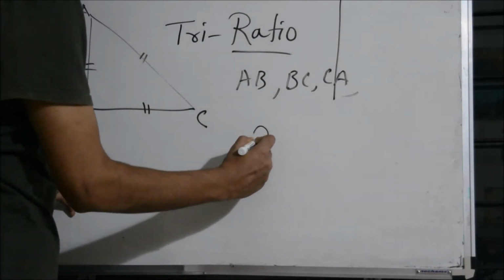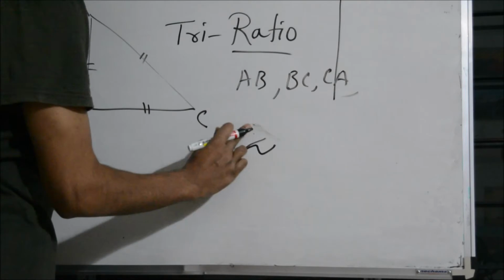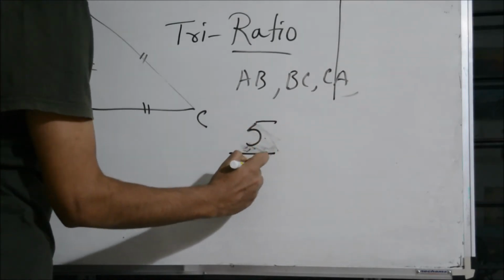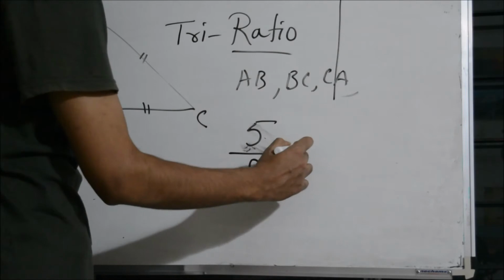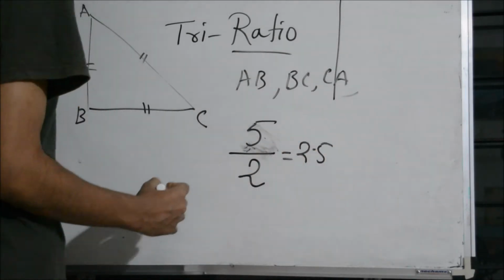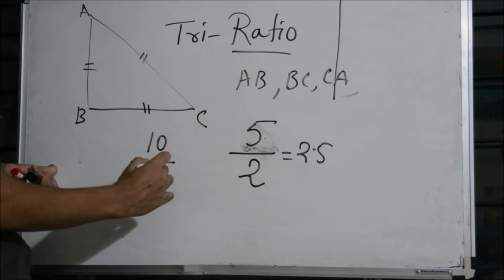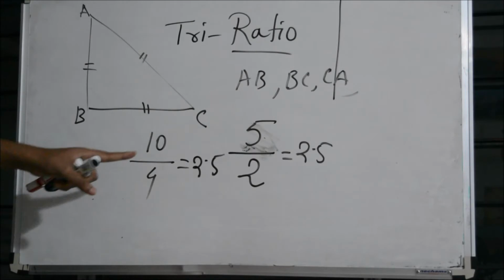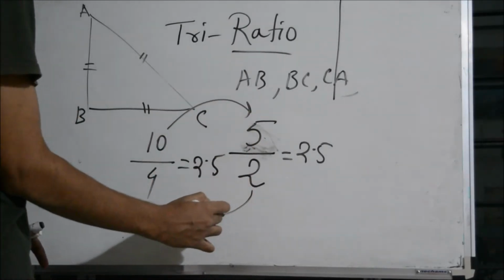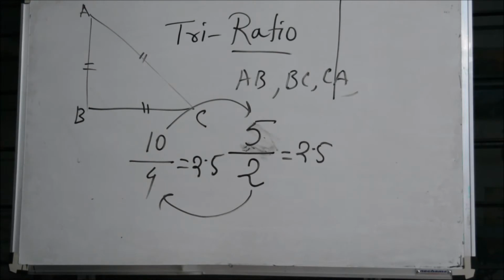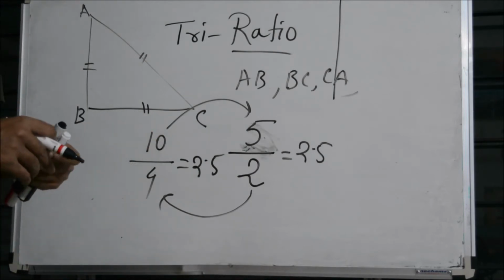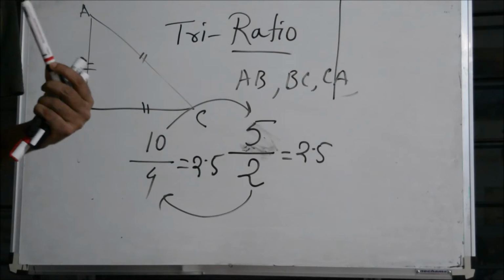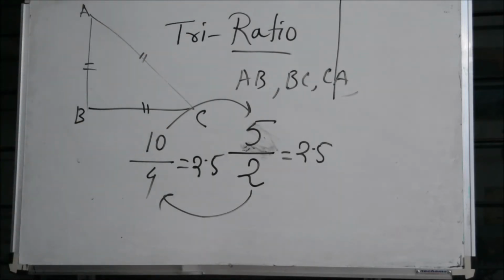Suppose you take 5 by 2. What is the value of 5 by 2? It is 2.5. Now if we see the value of 10 by 4, it is again 2.5. See, these ratios are in proportion: 10 by 4 is equal to 5 by 2. Similarly, at a later stage we will find out how the ratios of trigonometric terms always remain the same, that is constant. The value of trigonometric ratios will always be the same.